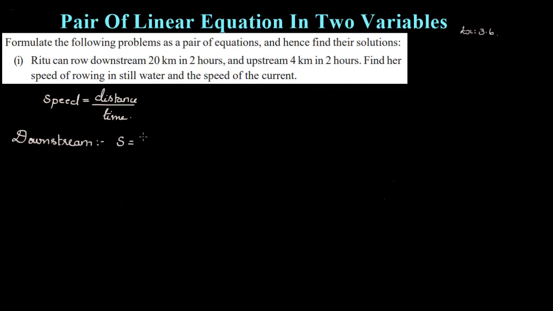Here you can observe 20 kilometers divided by 2 hours, right? So 2 ones are 2, 2 tens are 20. So the speed is 10 kilometers per hour. Because distance is in kilometers and time is in hours, you will get the unit kilometers per hour. Let us calculate for upstream now.